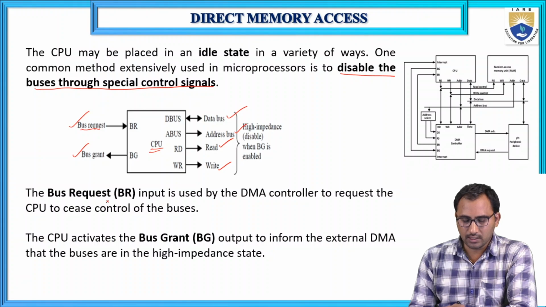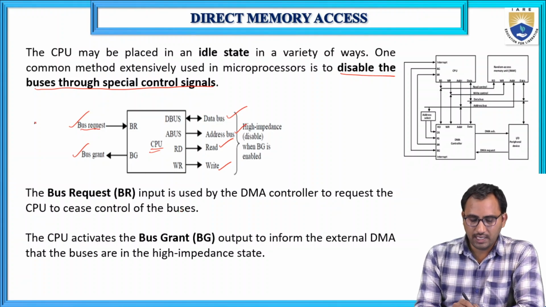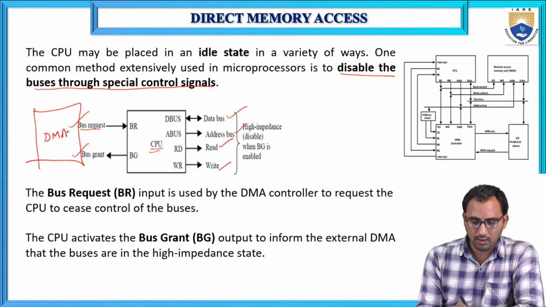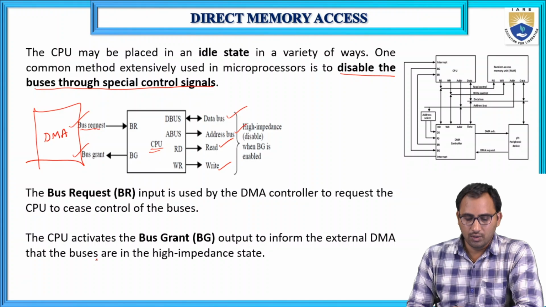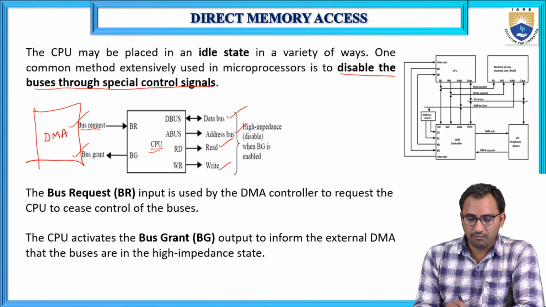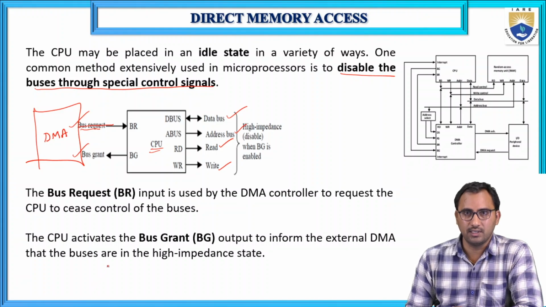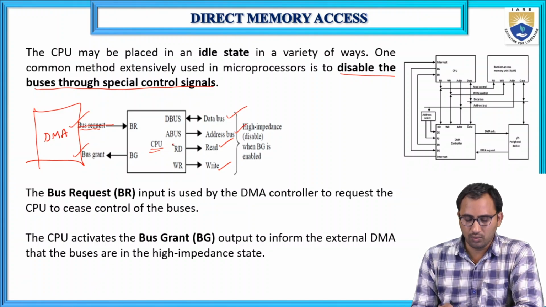The bus request input is used by the DMA controller to request the CPU to seize control of the buses. We connect the DMA controller with the CPU, and the DMA controller sends a signal called bus request to the CPU in order to seize the buses of the CPU.